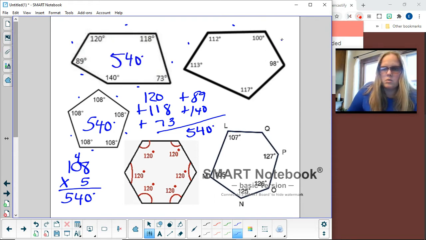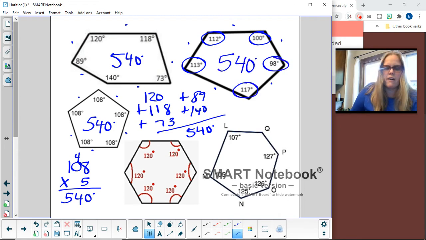Okay, 1, 2, 3, 4, 5. Another pentagon. Well, let's take 113 plus 112 plus 100 plus 98 plus 117. Voila, 540.